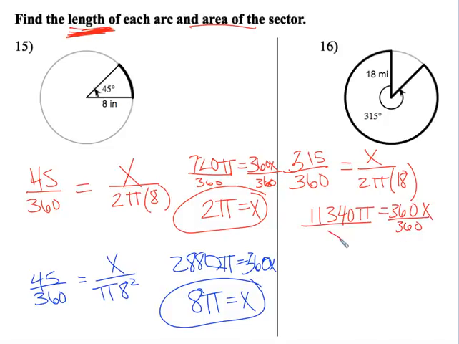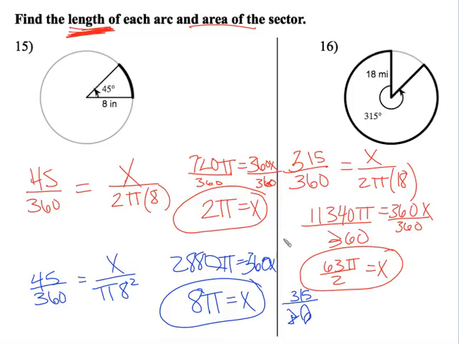And you can't put a decimal like that in front of pi. So I'm going to hit math, enter. And I get 63 over 2. So 63 pi over 2 equals x. And that's for length. Then for area, I'm going to do 315 over 360.